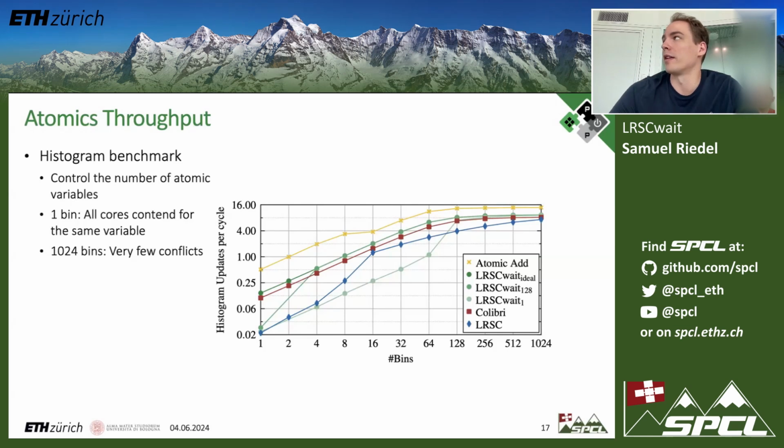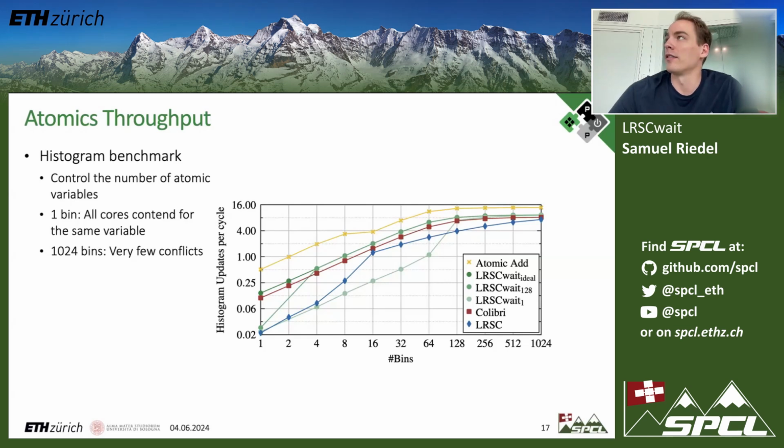And then we also have a shorter queue. So instead of having a full queue, we only give, let's say, 128 or even just one entry in the queue, essentially letting everyone else fail immediately. And in red, we have Colibri, which has roughly the same complexity as load reserve store conditional wait with just one entry in the queue, but it performs very closely to the ideal implementation, where we would have these huge queues.